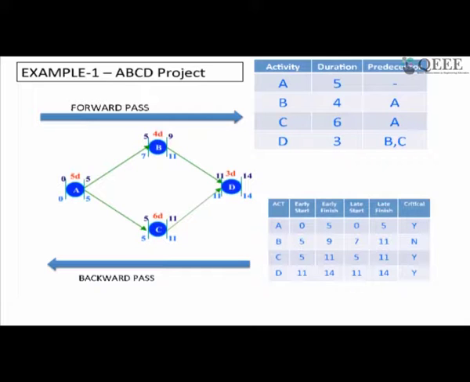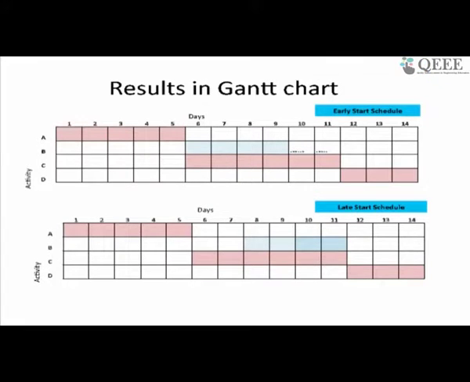I think you can see the forward pass, backward pass and the results easily. We did this also yesterday. So we have the results now expressed in a Gantt chart. So we had A, B, C, D.